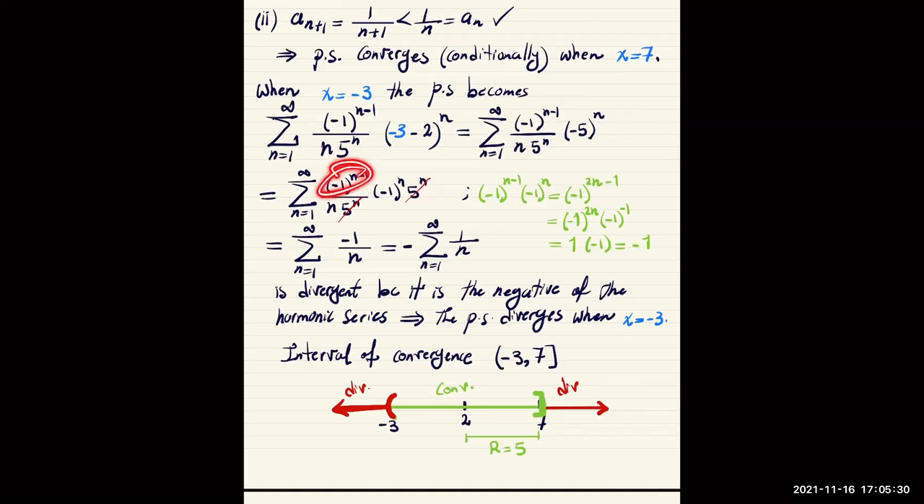I had to combine these bases. You see that? -1 to the n minus 1, and -1 to the n. When you combine those, you always get -1, regardless of n. This reduces to just -1. Always -1. It's independent of n. So it doesn't alternate. It just turns out the series is the negative of the harmonic series. This goes to -infinity. It's not alternating.